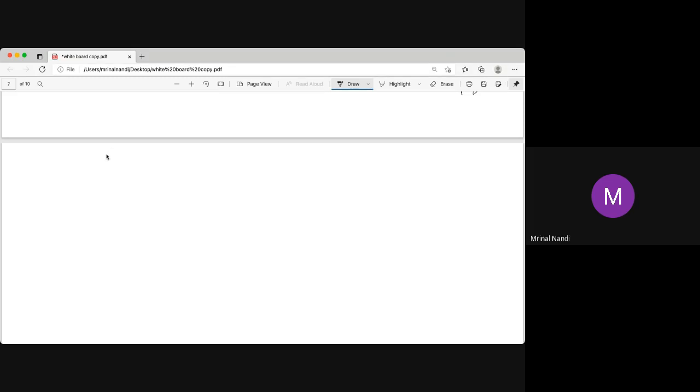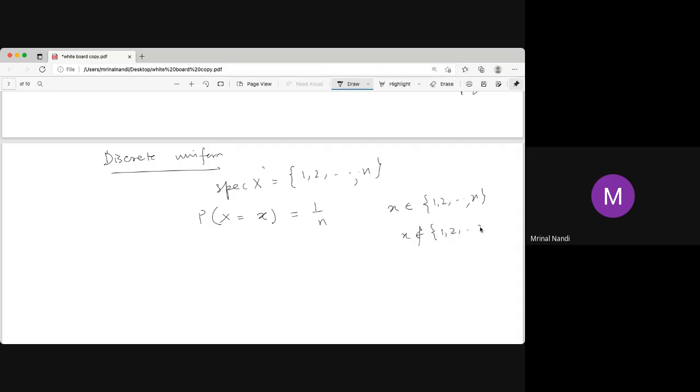One is called discrete uniform. It's also called uniform or discrete uniform. The spectrum of x is just very simple, say 1 up to n, maybe 0 to n, and all the probabilities are equal. So that's why it's uniform. All these probabilities are 1 by n, for x belonging to that set. And if x does not belong to the set, then it is 0.